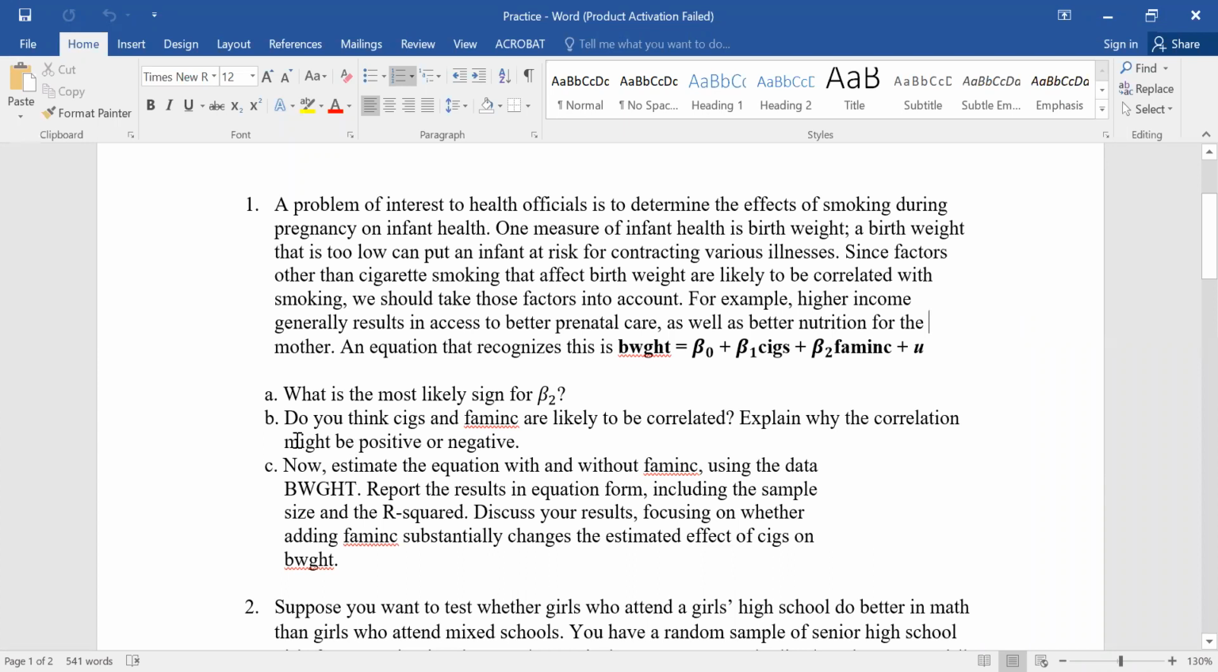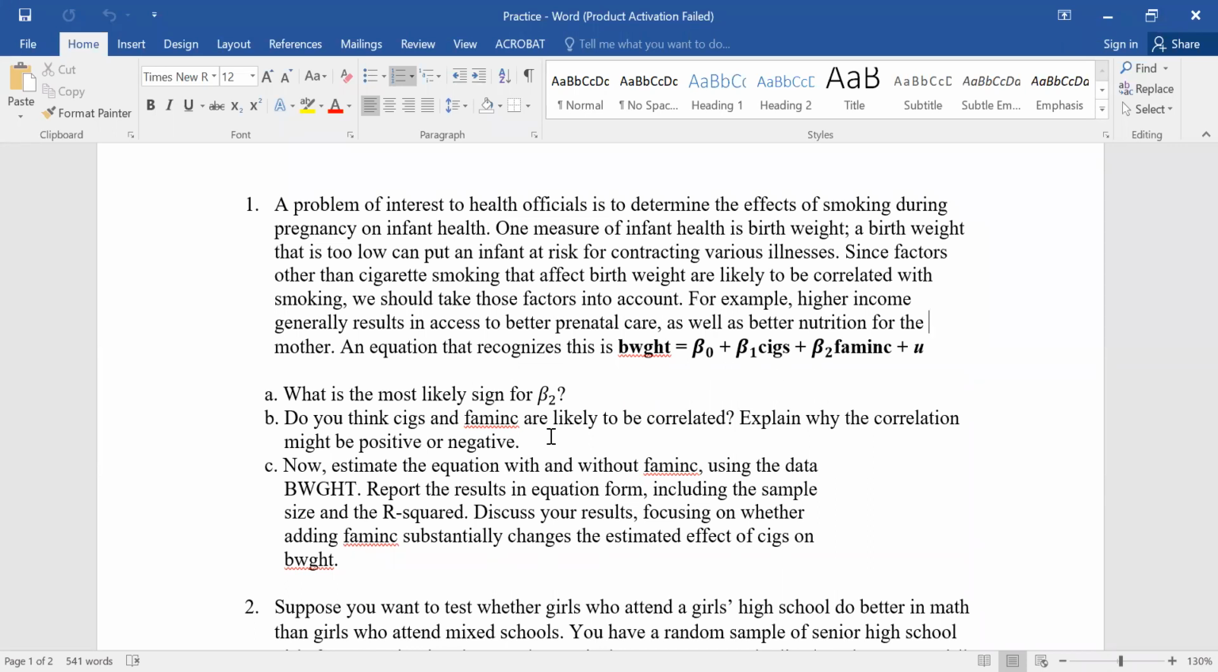So let's go to B. Do you think cigarette smoking and family income are likely to be related? Explain why this relationship could be positive or negative. Any attempt? Why would the number of cigarettes a woman smokes during pregnancy be related to her family income?